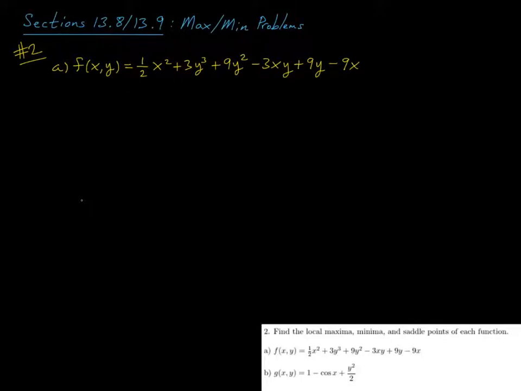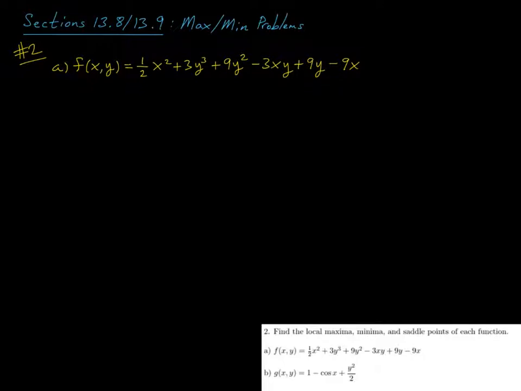All right, question 2 is pretty similar to question 1. It says find the local maxima, minima, and saddle points of each function. In part A, we're looking at f of x,y is 1/2 x squared plus 3y cubed plus 9y squared minus 3xy plus 9y minus 9x.